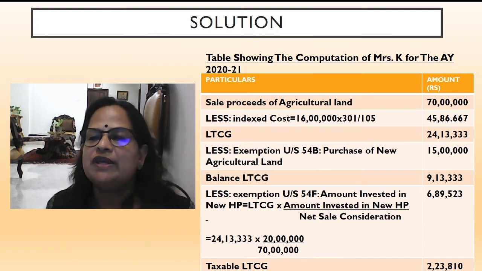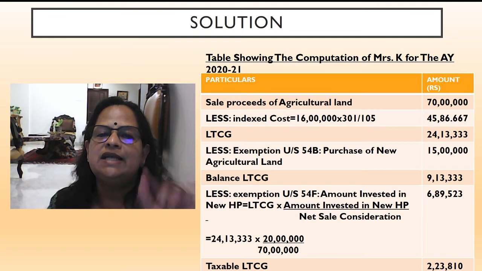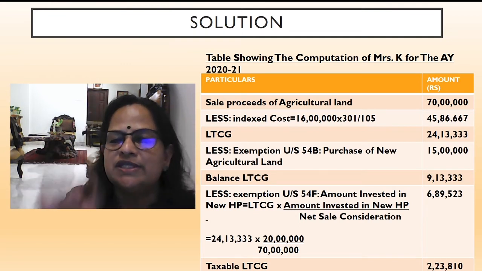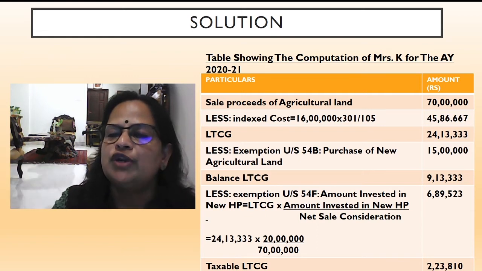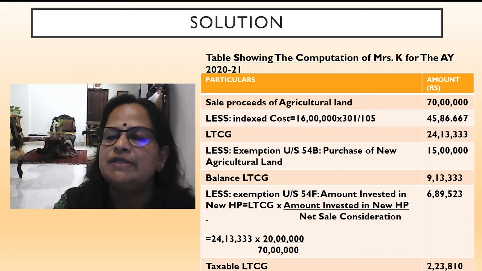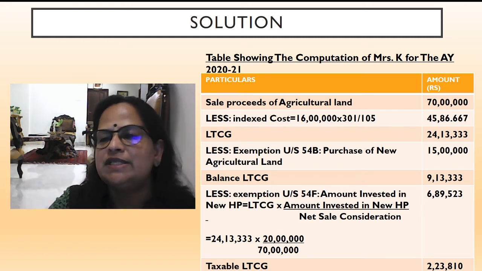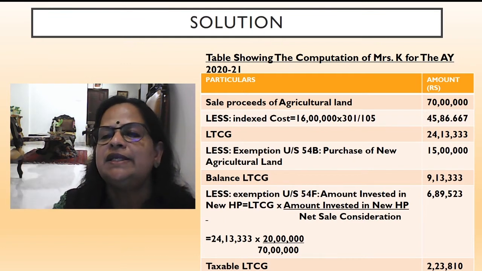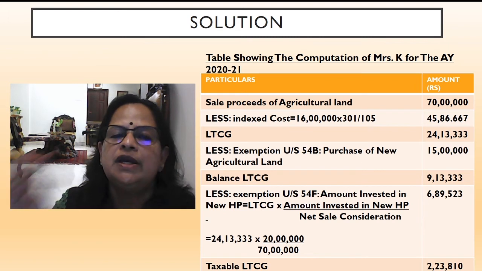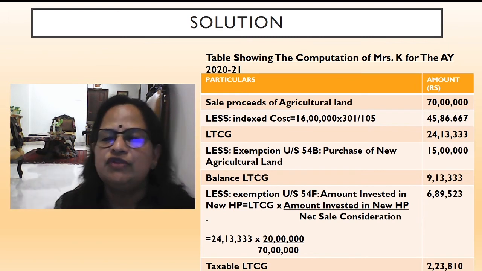Sale proceeds of agricultural land 70 lakhs. Less index cost. Index cost is 16 lakhs into 301 divided by 105. You will get 45 lakhs 86,667. Long-term capital gain is 70 lakhs minus 45 lakhs 86,667. You will get 24 lakhs 13,333. Now less exemption under section 54B.